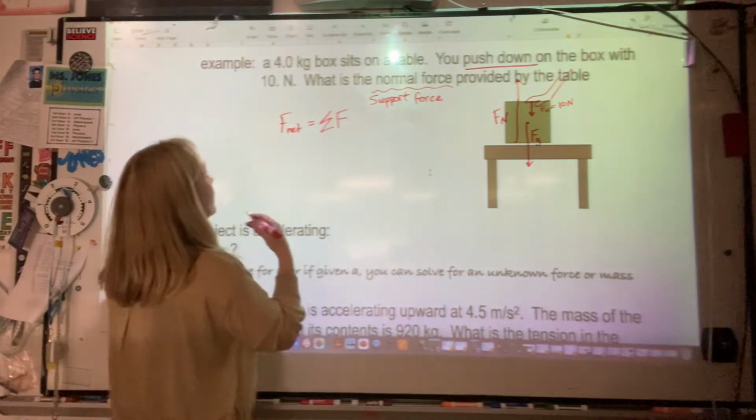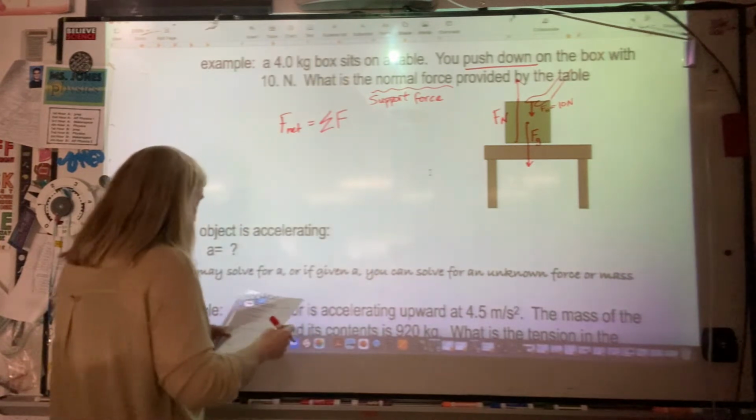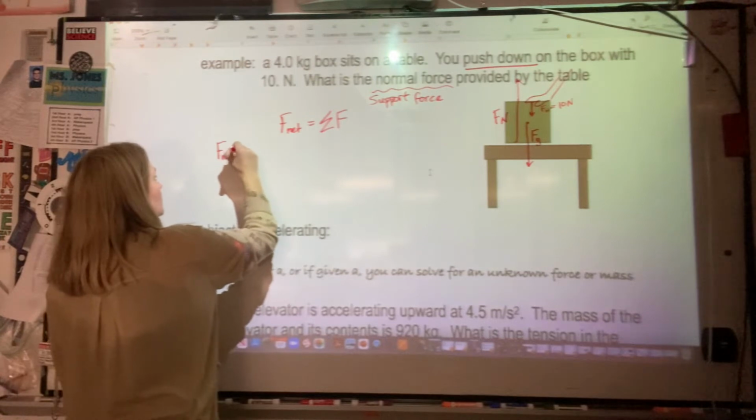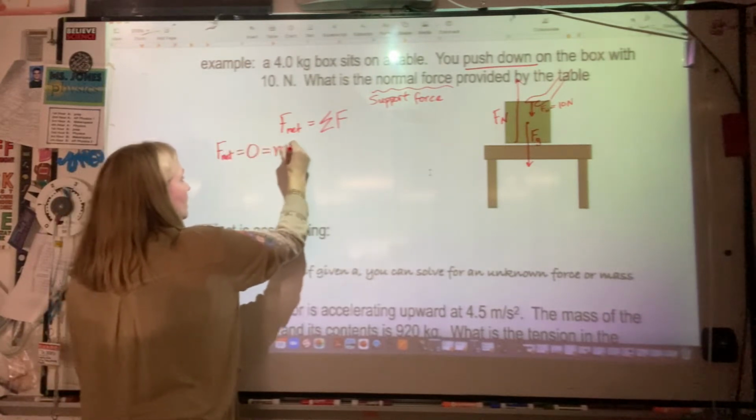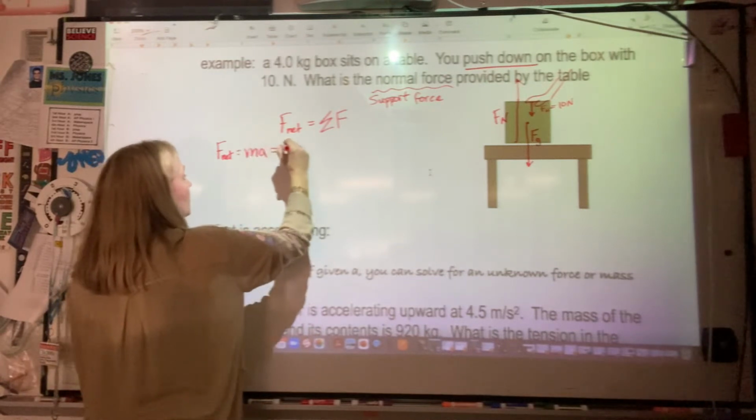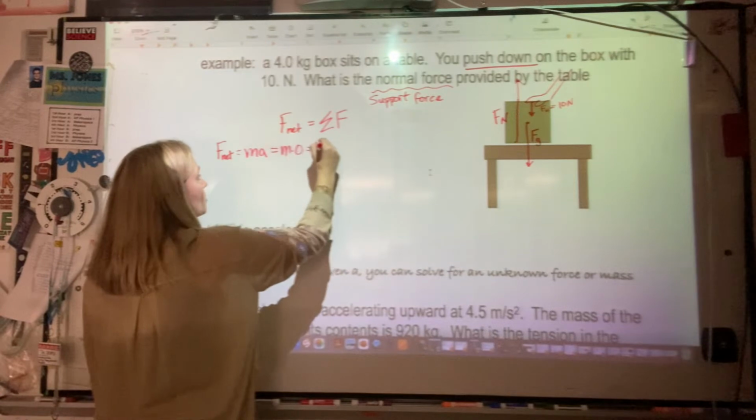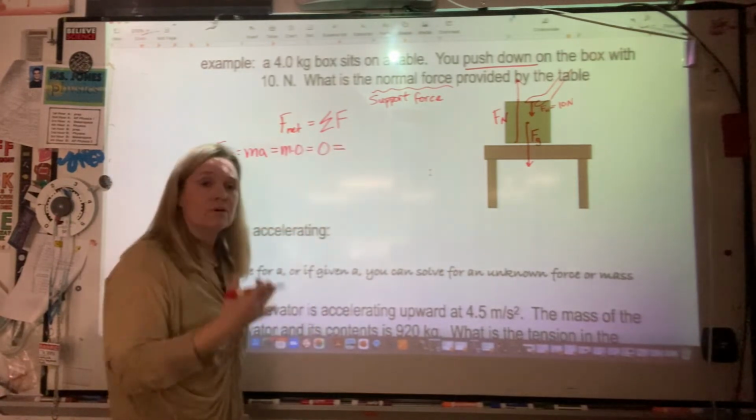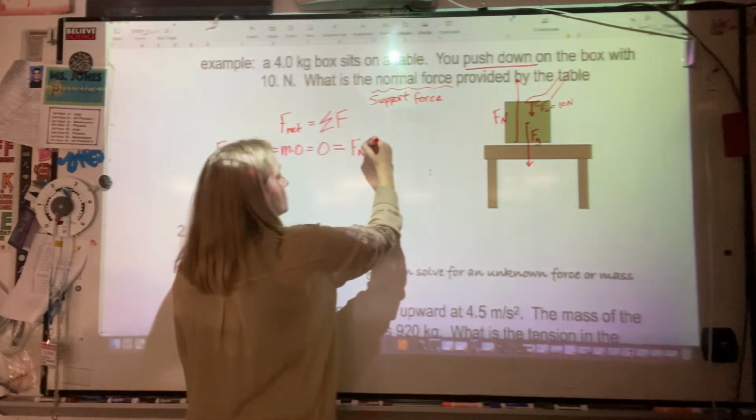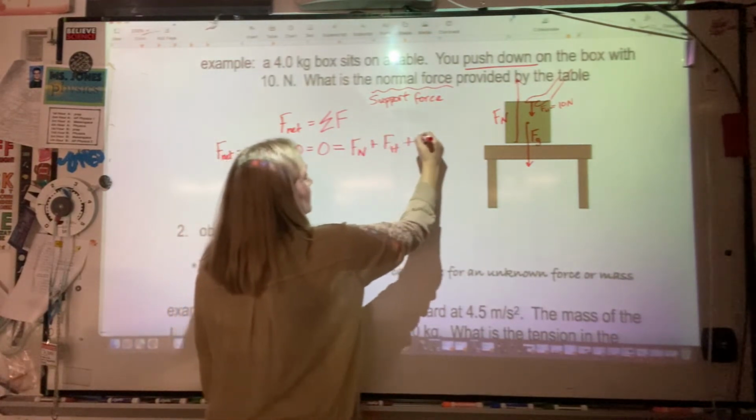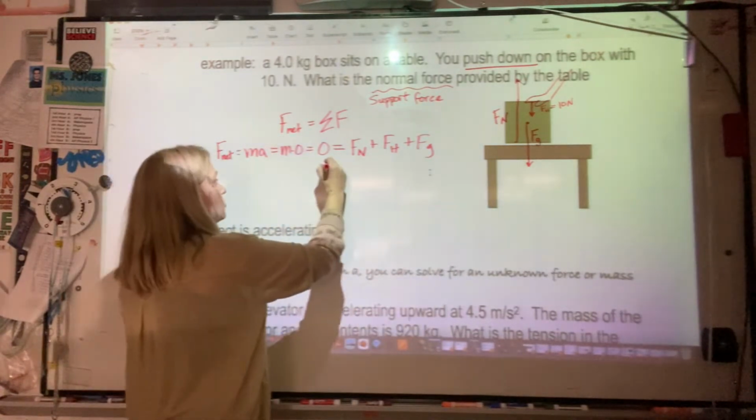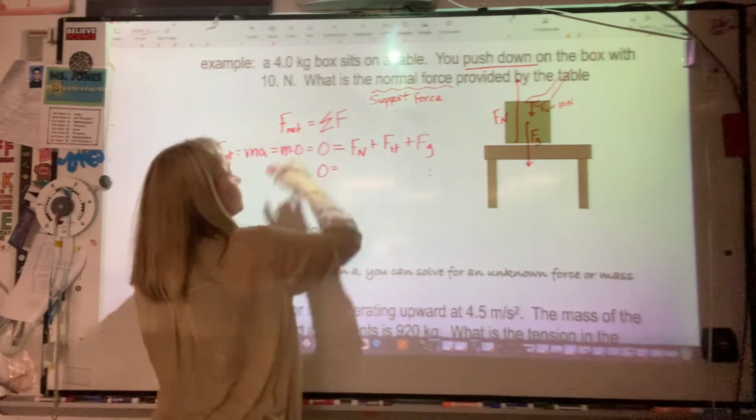Okay, so how do we write this into a statement now? What are we going to do? Well, we've determined already, since the box is at rest, F net is 0, equals ma, if you want. Let's do it this way: F net equals ma, and therefore it's m times 0, so 0 equals a sum of all the forces. Look at your picture. We have Fn, Fh, and Fg. And does the order matter? Absolutely not.